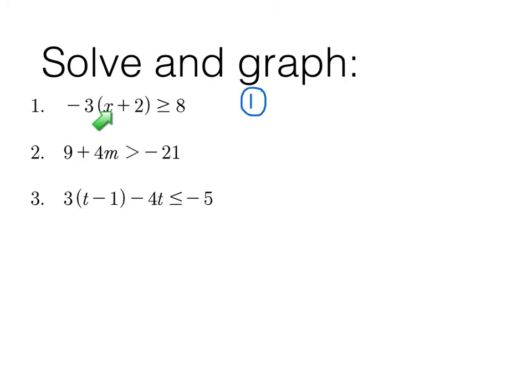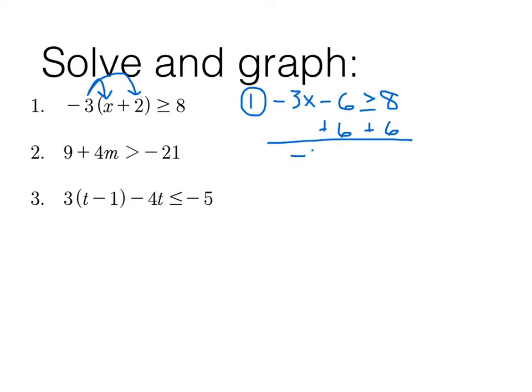-3 times the quantity x plus 2 is at least 8, or is greater than or equal to 8. All right, so I'm going to start off by, I have to distribute here. Why do I have to distribute? Well, I could divide by -3, but that 8 is not divisible by -3. So I'm going to distribute and get -3x minus 6 is greater than or equal to 8. Now I have a two-step inequality, so I'm going to reverse subtraction, in this case, by adding 6 to each side. And I get -3x is greater than or equal to 14.